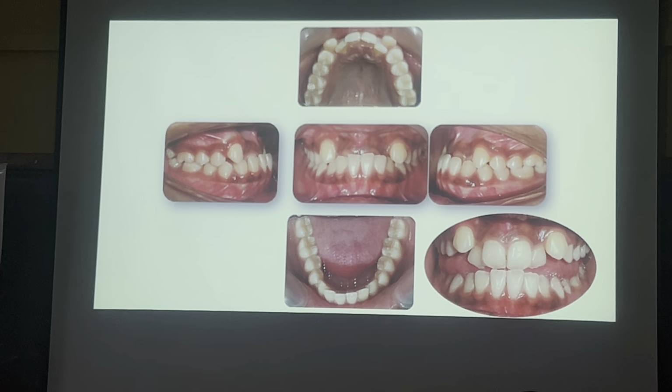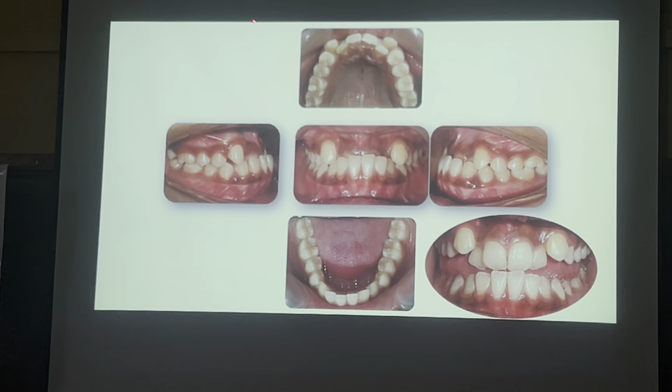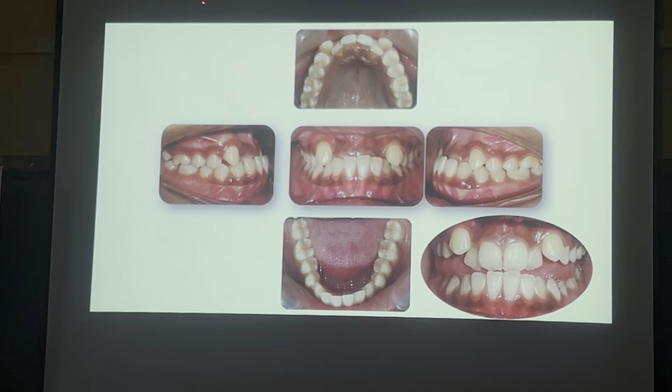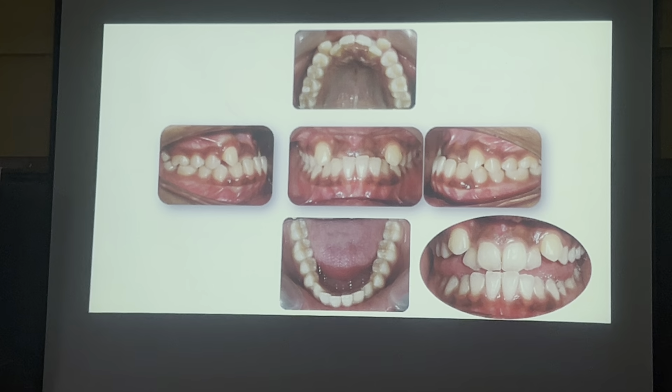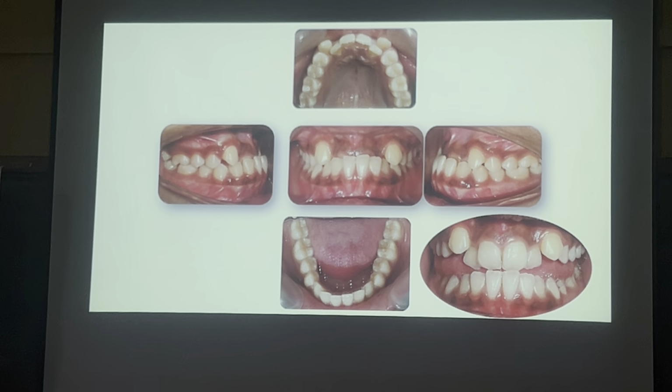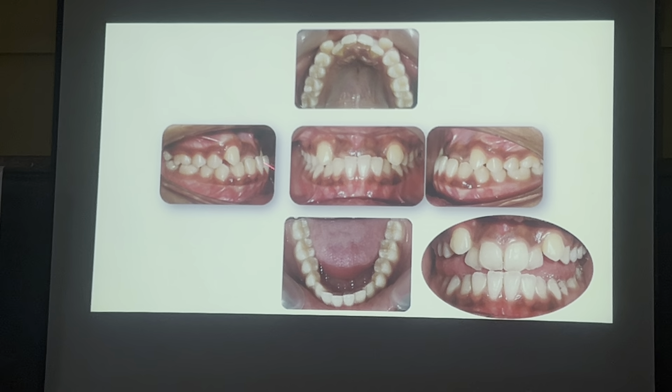See, there is no space for the canine. And when it is a class 3, we cannot afford the extraction of the premolar in the upper arch. So, how to manage?